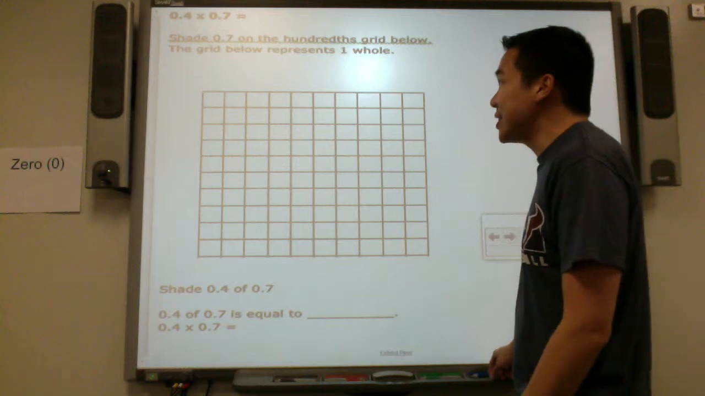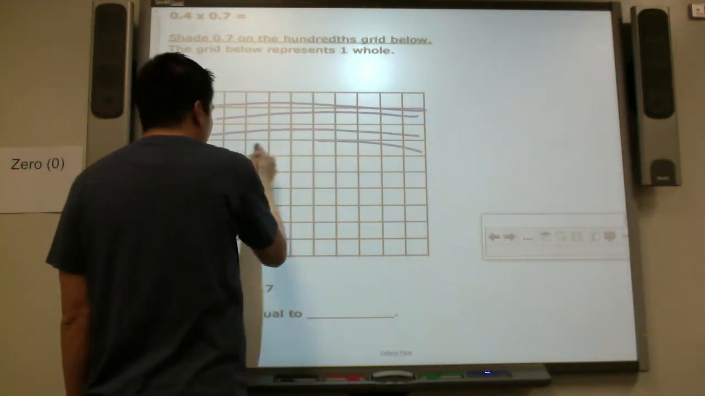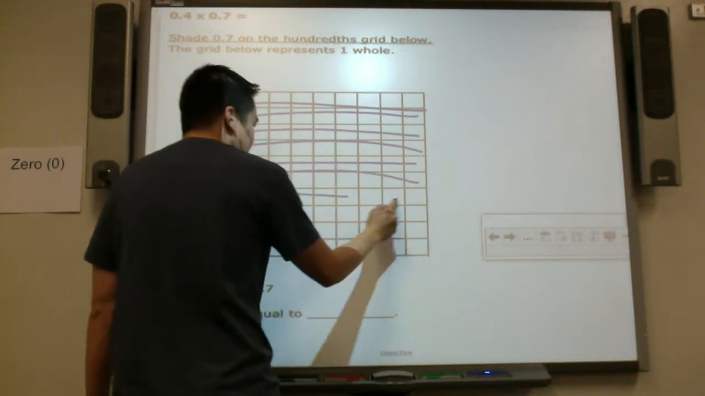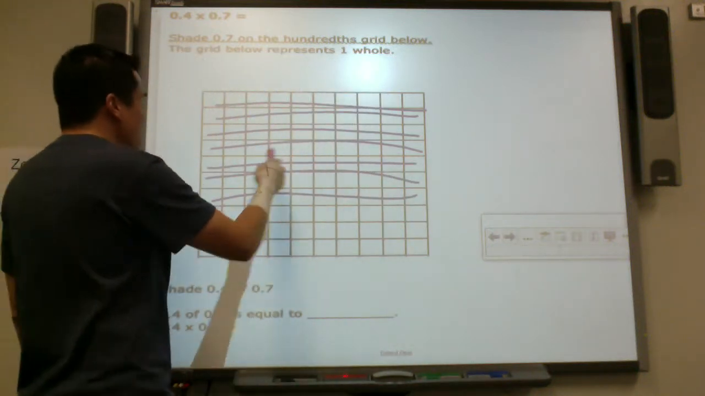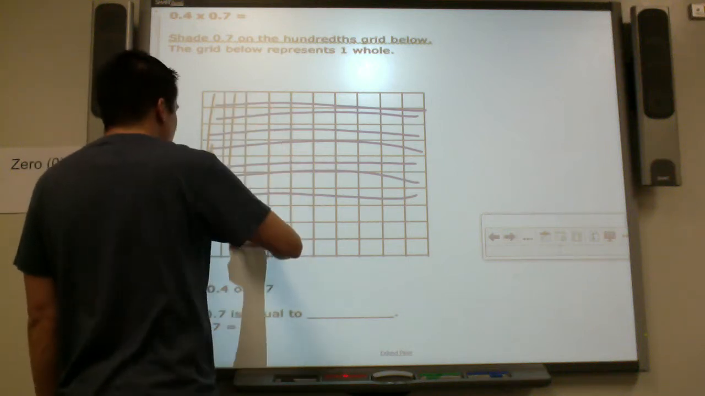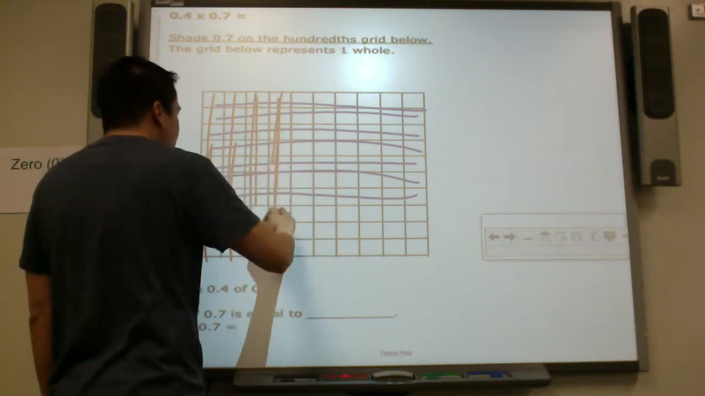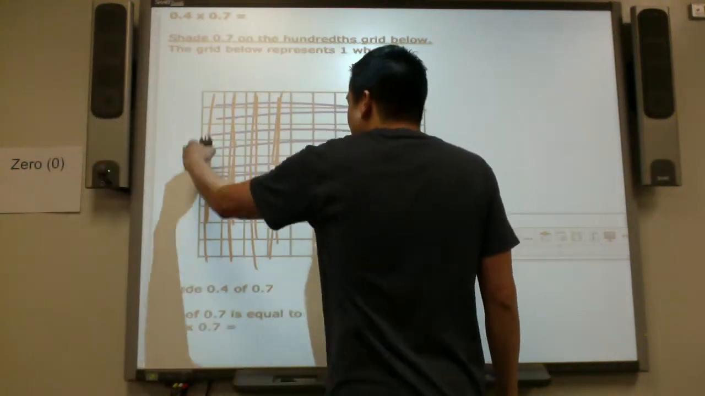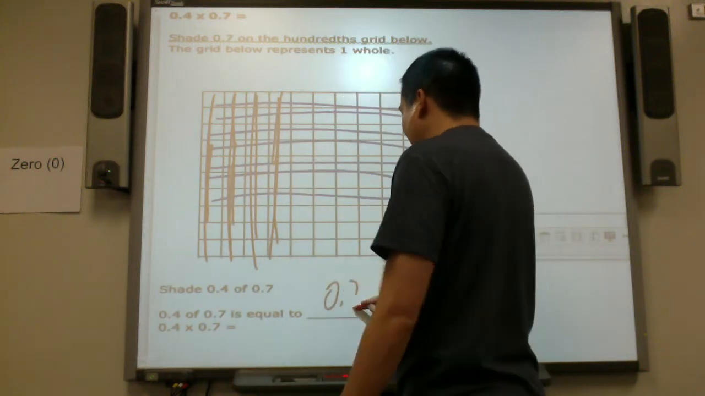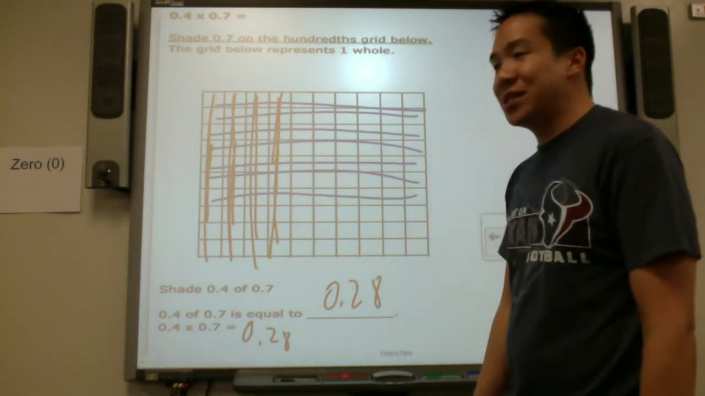We have 4 tenths times 7 tenths. So I shade in 7 tenths: 1 tenth, 2 tenths, 3 tenths, 4 tenths, 5 tenths, 6 tenths, 7 tenths. What is 4 tenths, or 4 parts of this 7 tenths? Here's 1 part, 2 parts, 3 parts, 4 parts. How many of these hundredths are shaded crisscross twice? 4 times 7 is 28 hundredths. So 4 tenths times 7 tenths is 28 hundredths.